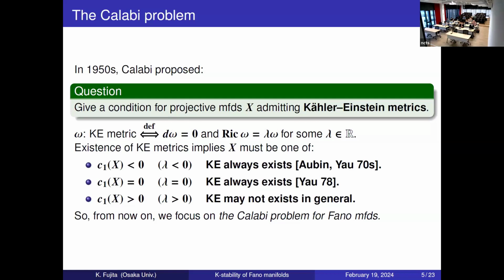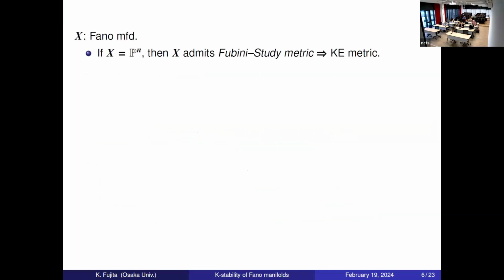For Fano manifolds, a Kähler-Einstein metric may not exist in general. Actually, there are many Fano manifolds that do not admit a Kähler-Einstein metric. So from now on, we concentrate on the Calabi problem for Fano manifolds. And let us say basic properties of the Calabi problem for Fano manifolds. The first one is very well known.